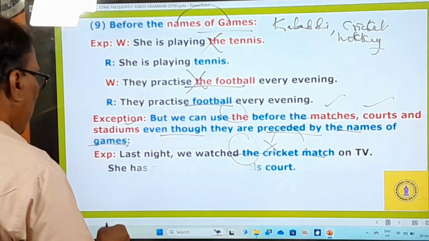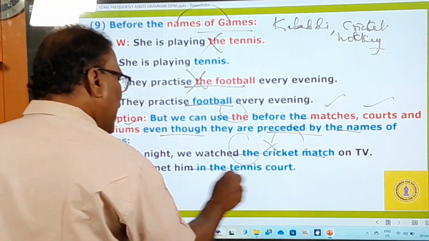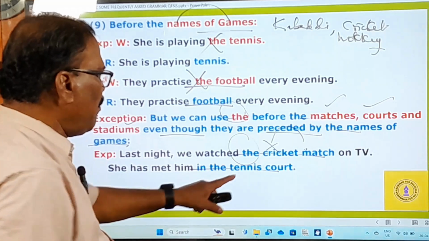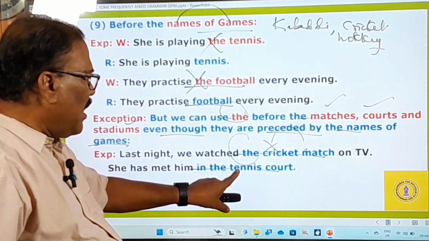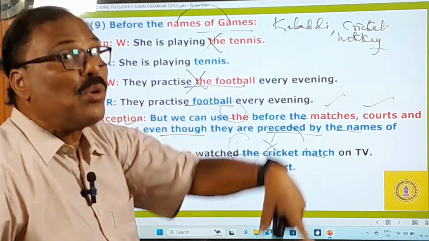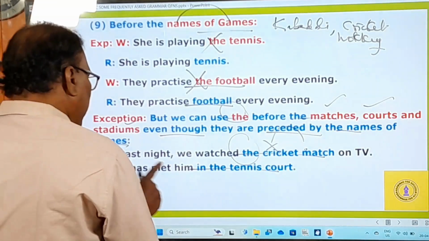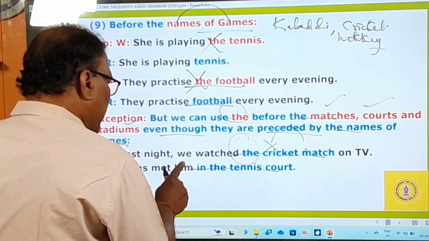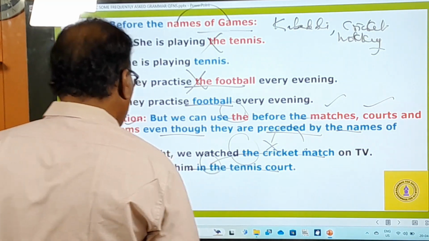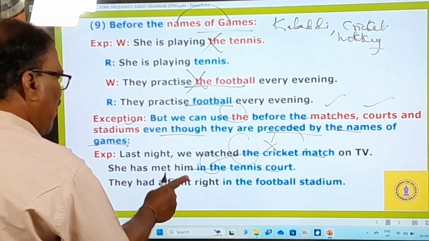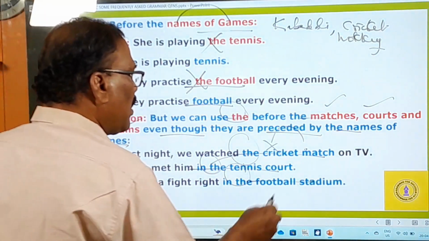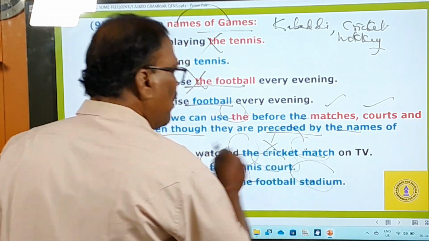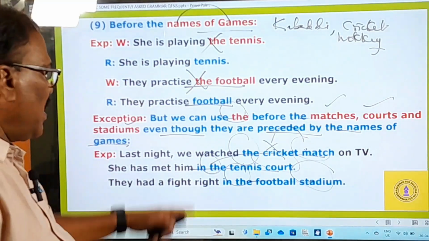That's correct. And here, she has met him in the tennis court. You are not talking simply about tennis, as it is used here, but here we are talking about the tennis court. Where did she meet him? She has met him in the tennis court. That's why this is correct. They had a fight right in the football stadium. In the football stadium. You are talking about the match, court, and stadium. So when that is the case, you can use the definite article.